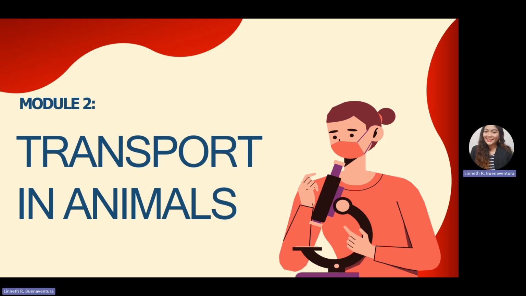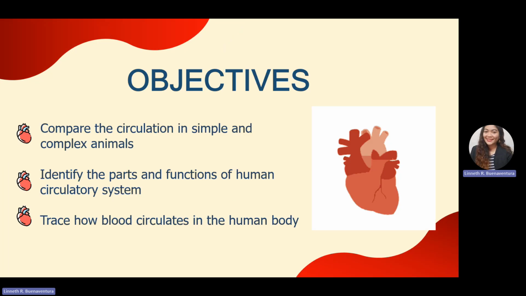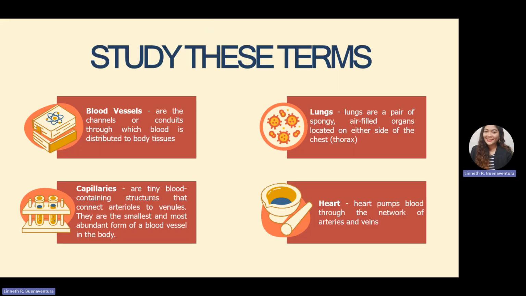So, our topic is about transport in animals. Here are the objectives. At the end of our discussion, you are able to compare the circulation in simple and complex animals. You can identify the parts and functions of the human circulatory system. And lastly, you can trace how blood circulates in the human body.